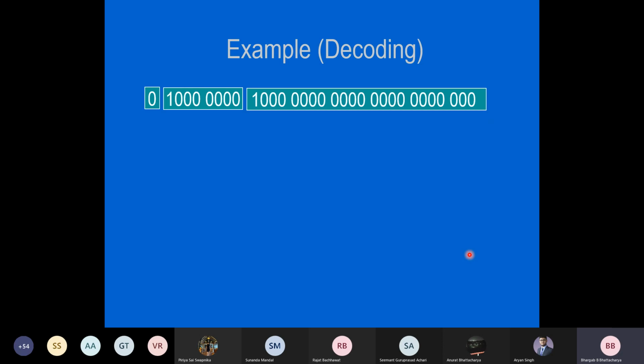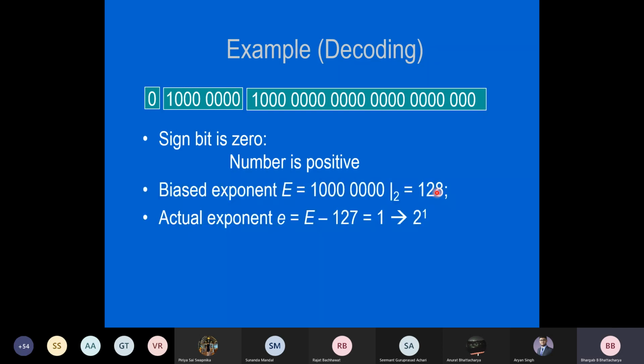So let us look into a specific example here. I have 0 here, the exponent is this, and my mantissa is this. What is the number represented by it? Sign bit is 0, so the number is positive. This is the biased exponent, 1 followed by all 0. So in binary, this is 128. So the actual exponent e is, you subtract 127, that means the power becomes 1, and so the exponent is 2 to the power 1, right?